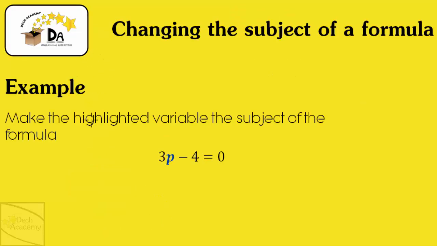Here's another example. Make the highlighted variable the subject of the formula. In this case, the highlighted variable is p. It's highlighted in blue. So we want to go from this equation to an equation of the form p equals something. To start with, as you can see, you have a 3p and you have minus 4 on the left hand side, and you have 0 on the right hand side.